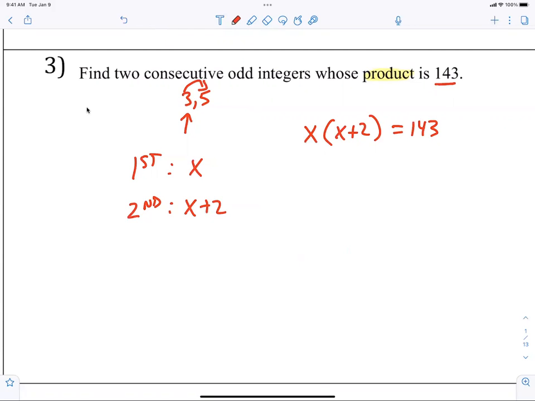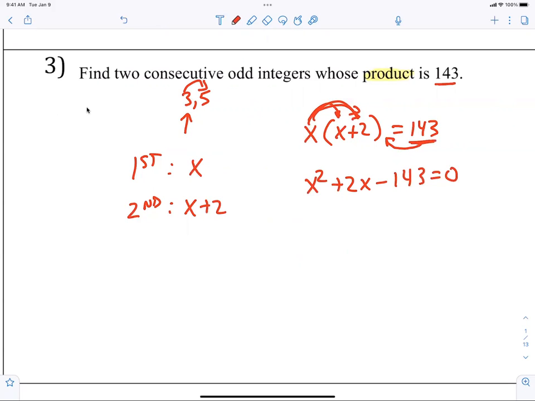So now, can I just set these equal to 0? No, because I've got a 143. And that's in the way over here. So I need to bring that over after I do what? With this, that's right, after I distribute. So what's X times X? X squared. What's X times 2? And then minus 143 equals 0.